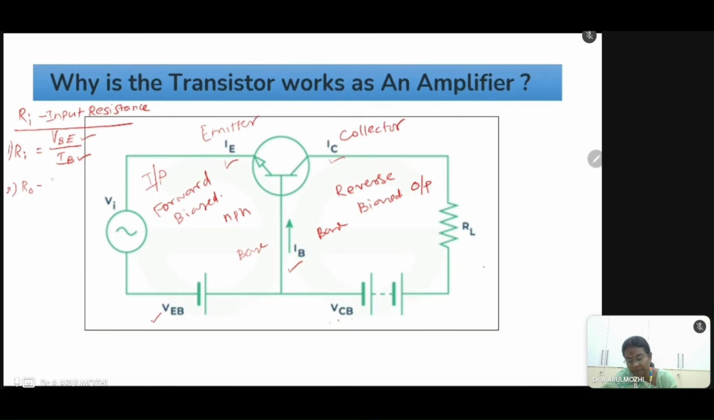RO is nothing but our output resistance.